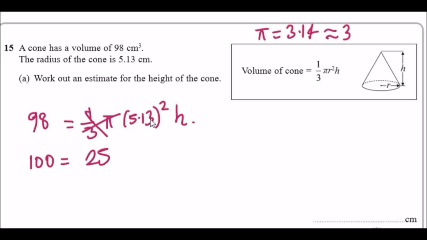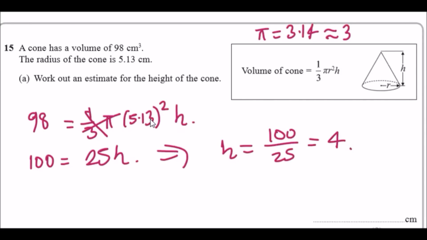And at last we got h. So now you just solve. Divide 25 across and you got h, which is 100 over 25, which is exactly 4. So we can estimate the height of the cone, which is 4. Not bad.